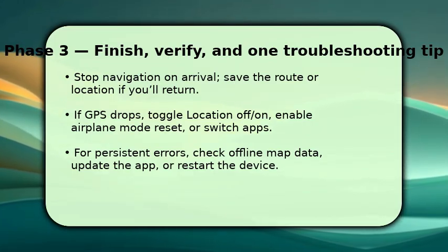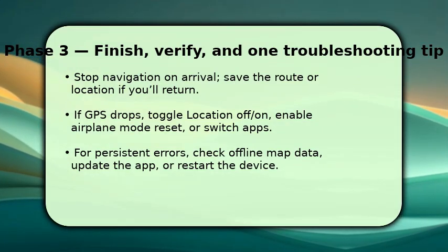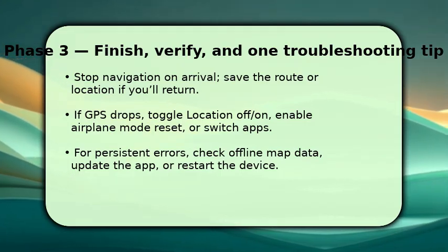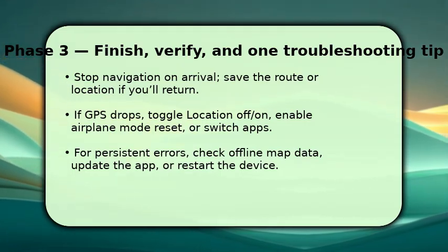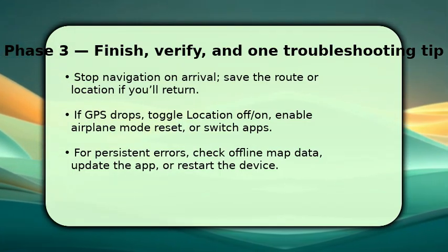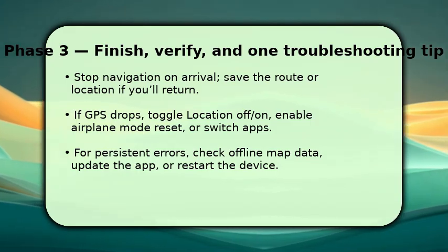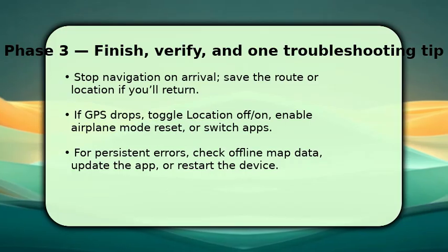to reset radio connections. Switching to another navigation app can confirm device versus app issues. For persistent errors, make sure offline map data is downloaded, update the app, and restart your device. That sequence fixes most faults quickly.